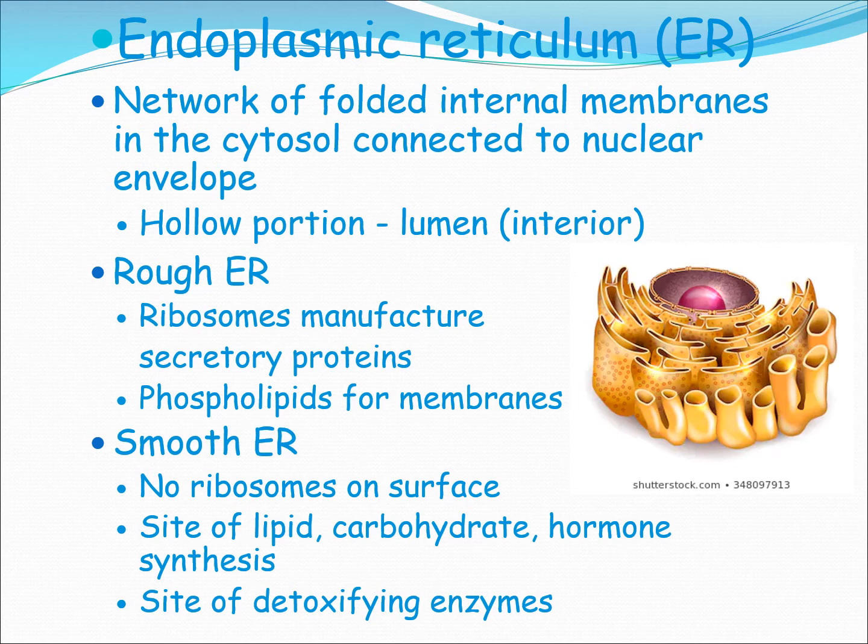The ER lacking ribosomes on the surface is known as smooth ER. This area is responsible for synthesizing carbohydrates, lipids, and steroid hormones. It is also the site for creating enzymes which help detox the body of poisons and/or alcohol.